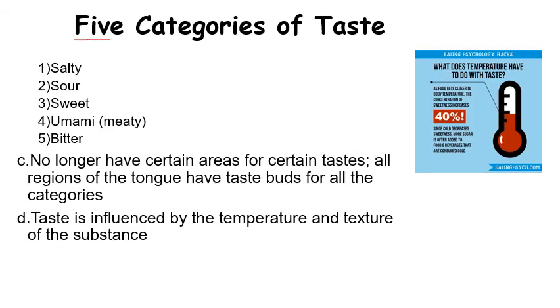As I was insinuating, there are 5 categories of taste that we have receptors for. We have salty, sour, sweet, umami, which is a meaty type flavor, and bitter. You used to think there were certain regions devoted to certain tastes, but now they're discovering that all regions of the tongue have taste buds for all 5 categories. What you will see though is taste is influenced by temperature and texture. One of those is for sweet.